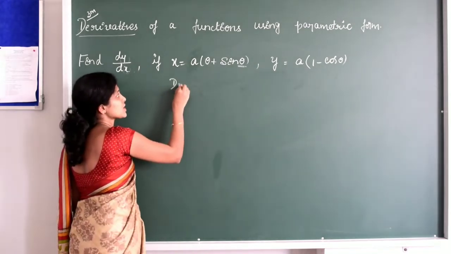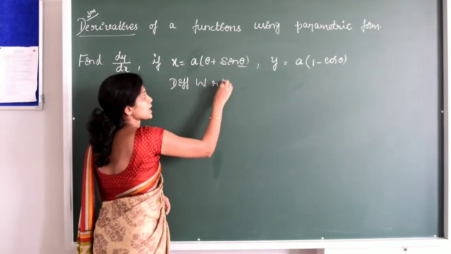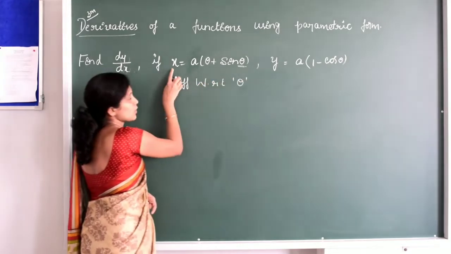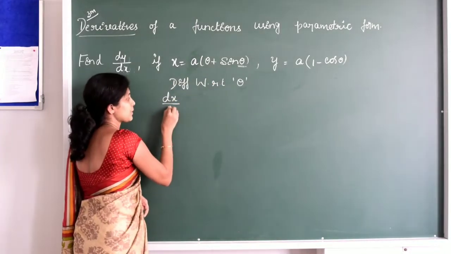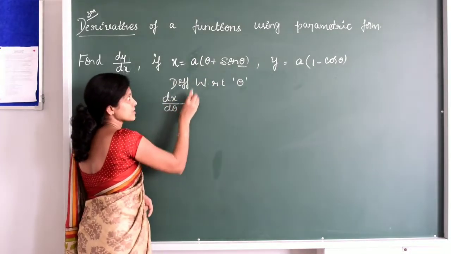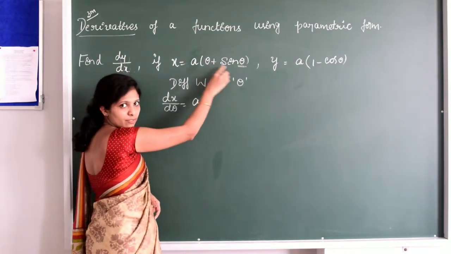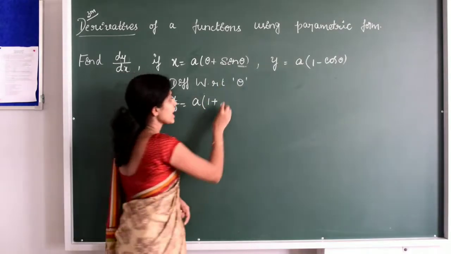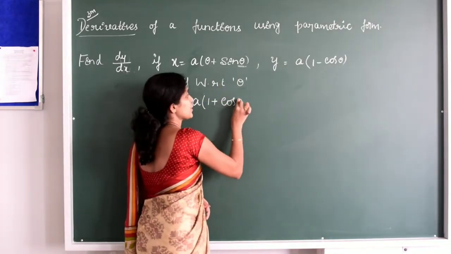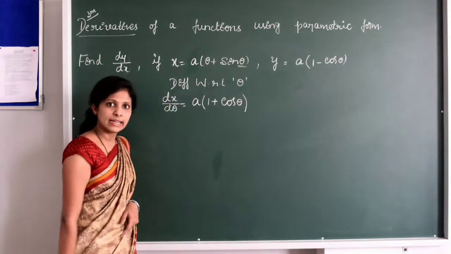Now we'll differentiate this one. Is it clear? Differentiating with respect to theta. So now derivative of x with respect to theta, dx by d theta, is equal to a, a is constant so as it is, and derivative of theta with respect to theta will be 1, plus derivative of sin theta will be cos theta. So this is now dx by d theta.